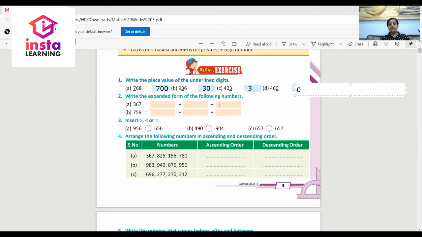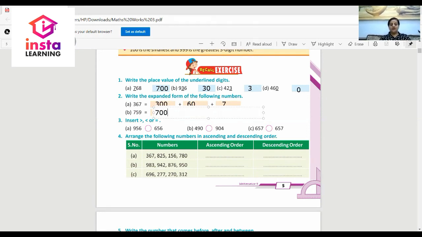Write the expanded form of the following number. Expanded means you have to expand it. First of all, you start with 3. 3, then at the place of 6 put 0, at the place of 7 just put 0. That is 300. Next, 6, write 6 and at the 7 place just write 0. Now next 7 is left, so 7 as it is without any 0 because it is at the ones place. Got the point? Yes, students.